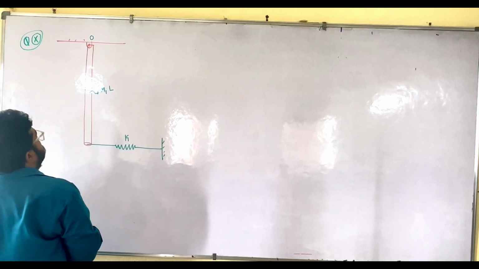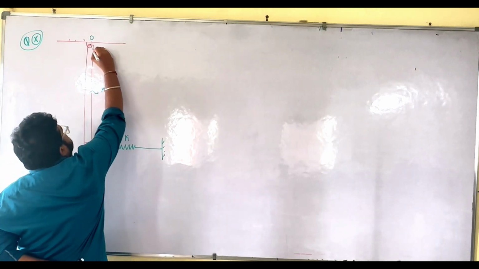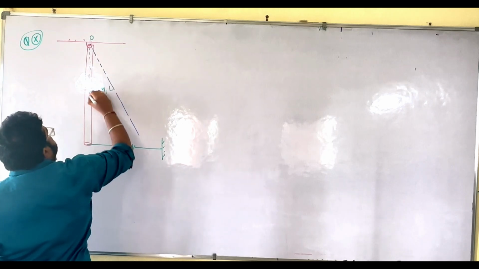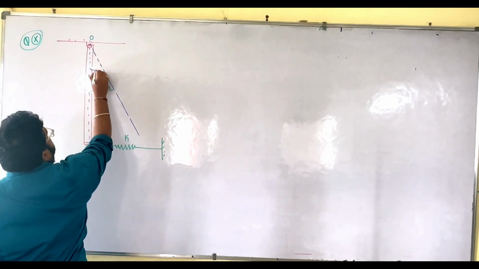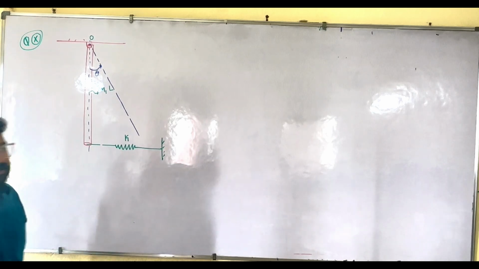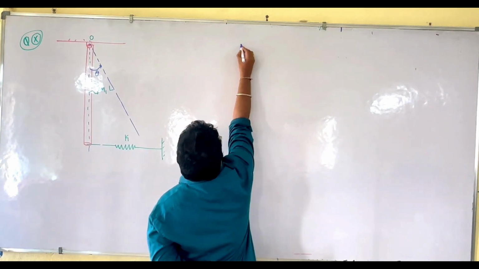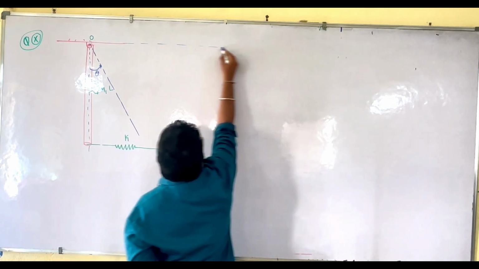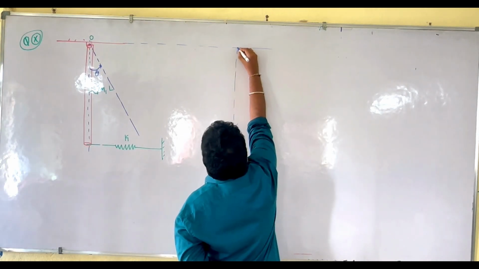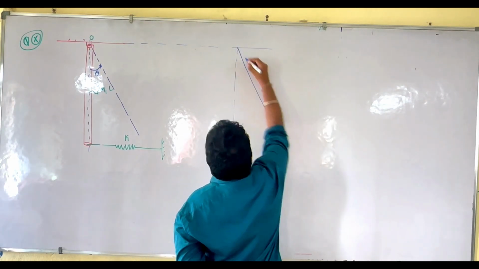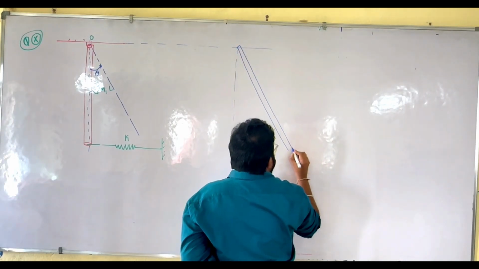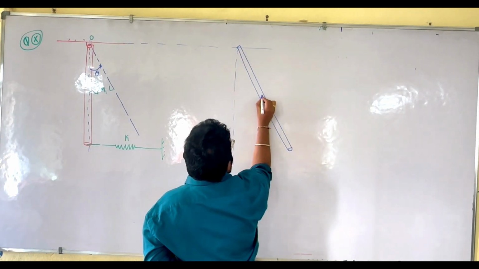We need to disturb the system, from here to here. Theta is the disturbance. Now draw the free body diagram. Here to here, this is the rod. Now tell me, the weight of the rod.